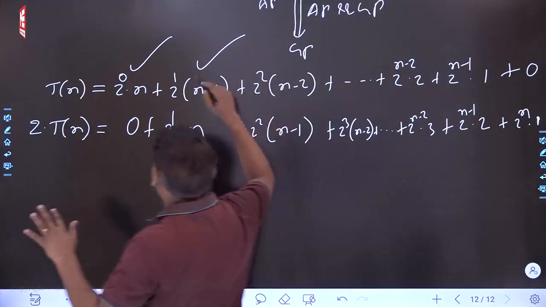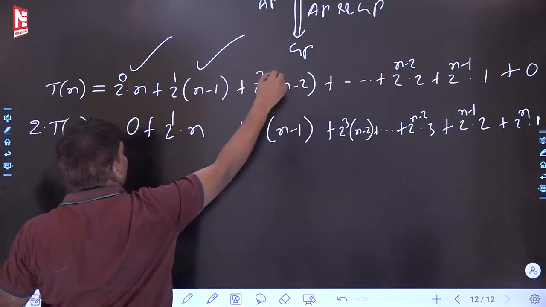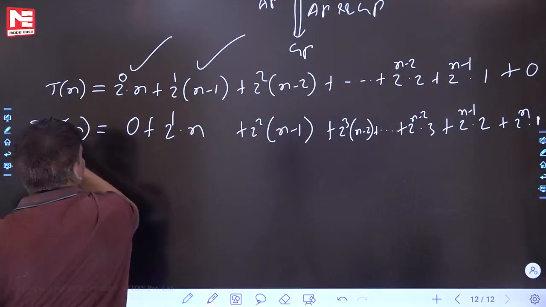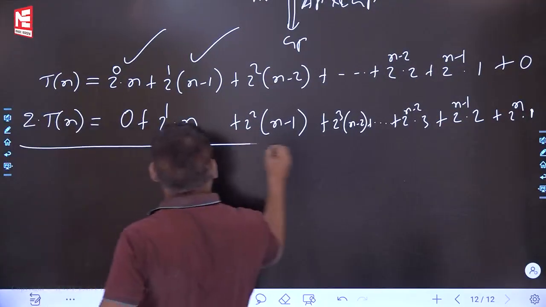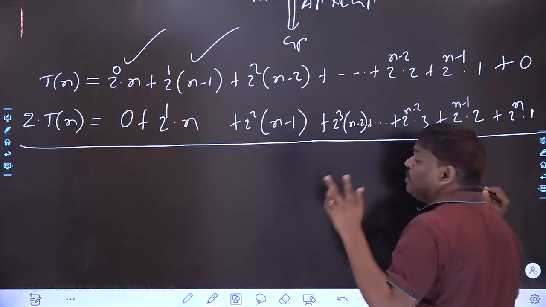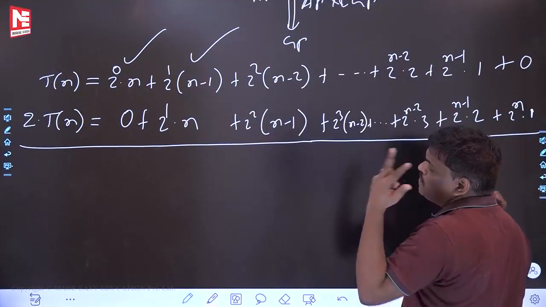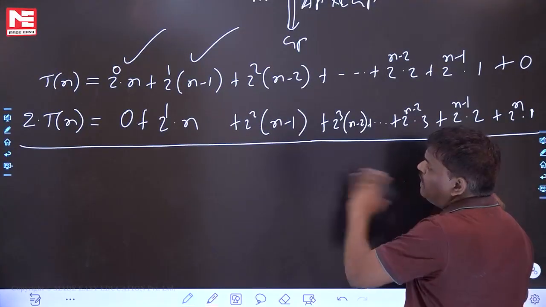Simply, for the Tn given in the GP series, find out the R value and multiply the total Tn by the R value. Yes, I multiplied. After multiplying, subtract. This is the standard procedure. How to convert APGP into GP? In the GP series, find the R value and multiply the total Tn by R.